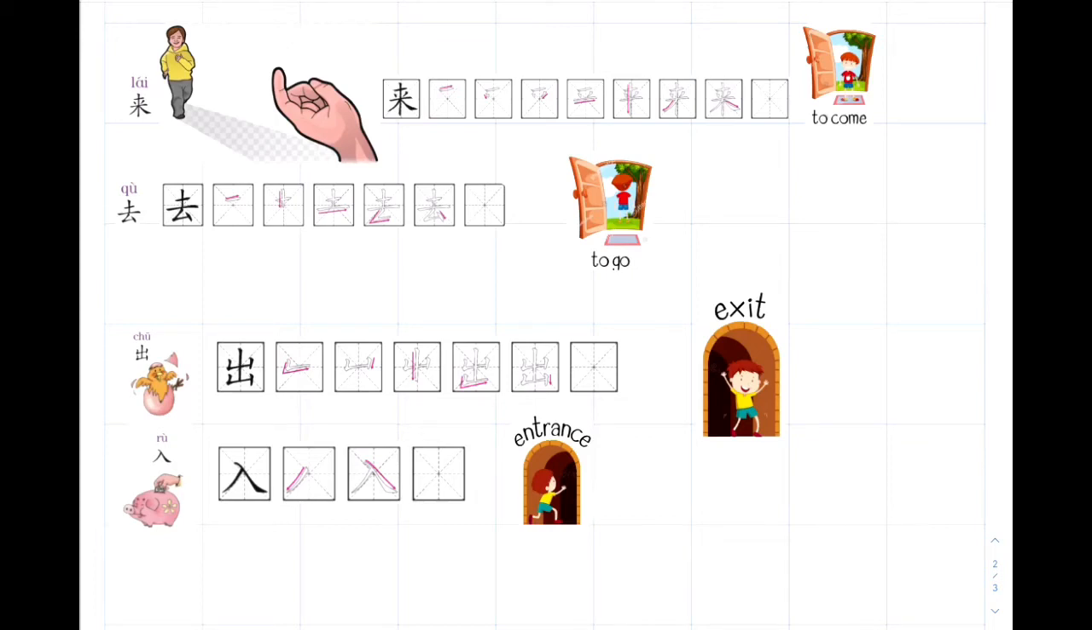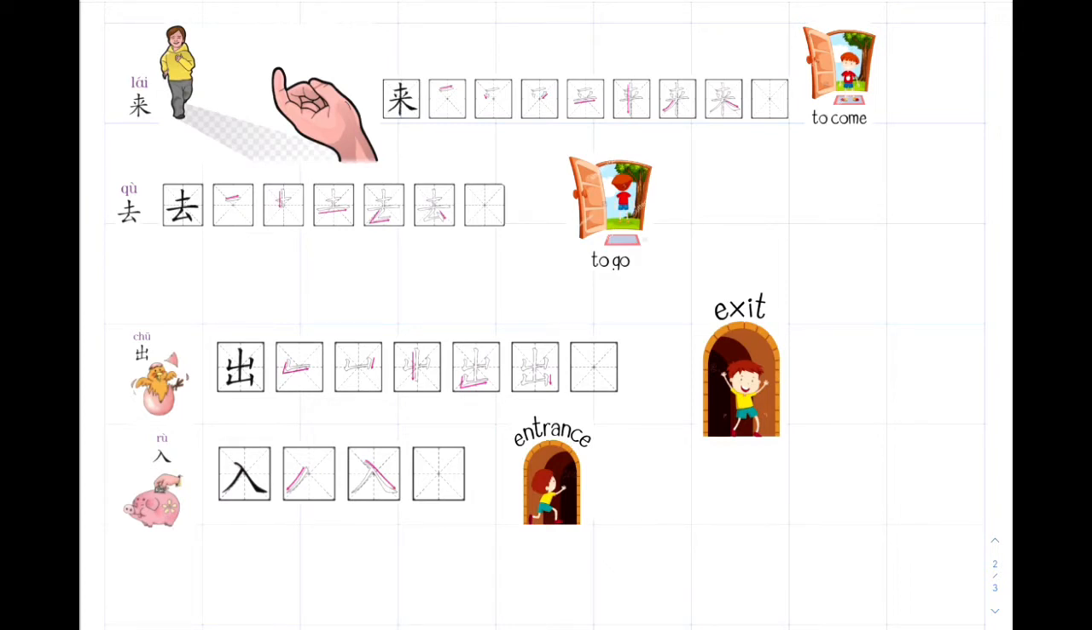你好, hello everyone. Today we're going to learn two sets of opposite verbs that we often use in our daily life. Come and go, exit and entrance. Let's see how to say them and write them in Mandarin.